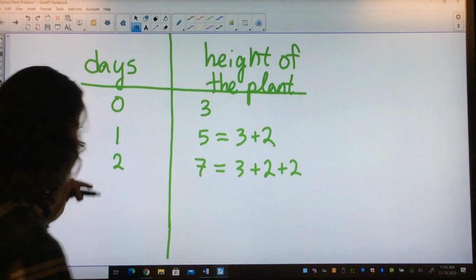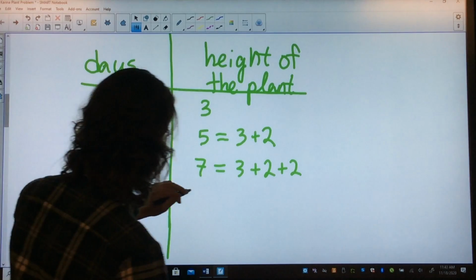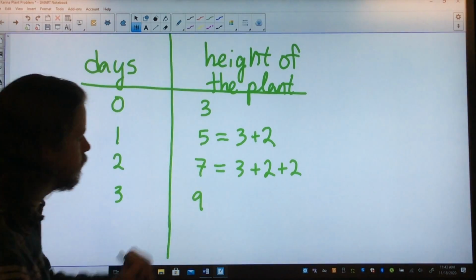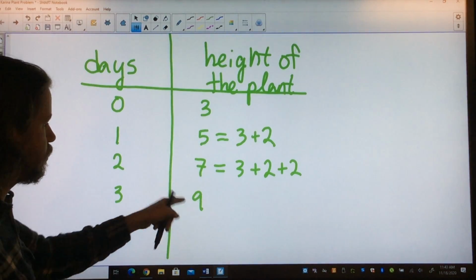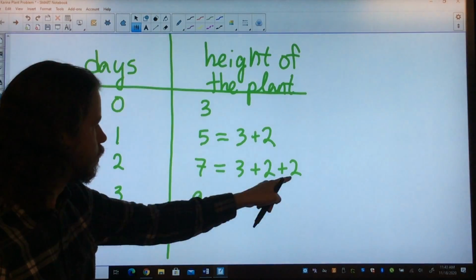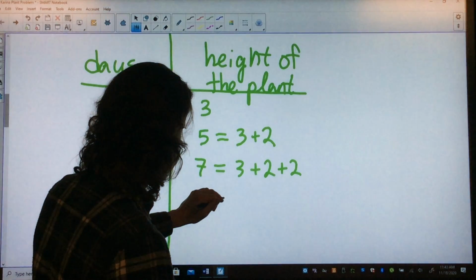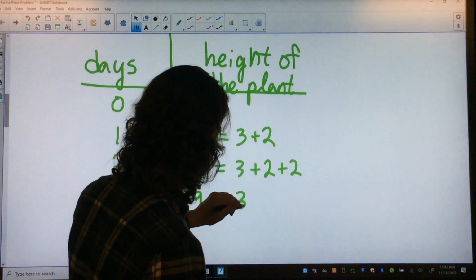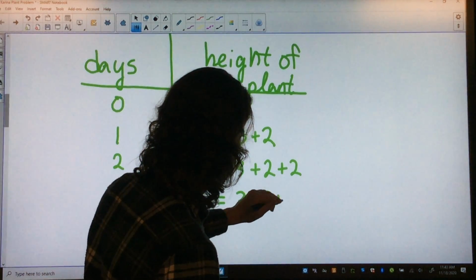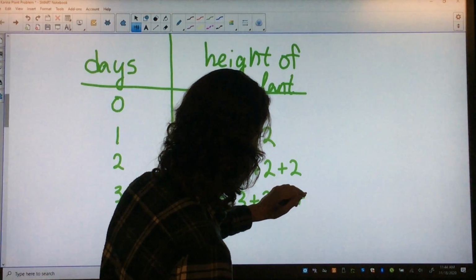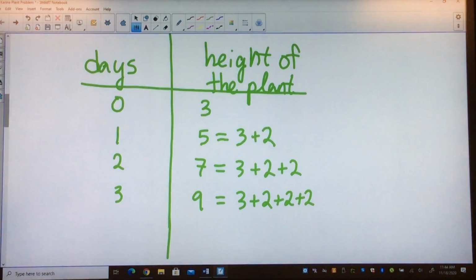Let's look at day 3. On day 3, we were at a height of 9 centimeters, but again, how did we get there? Well, we got there by adding 2 centimeters to what we had before. And what we had before was 3 plus 2 plus 2. So on this day, we're going to have a height of 3 plus 2 plus 2 plus 2 centimeters.